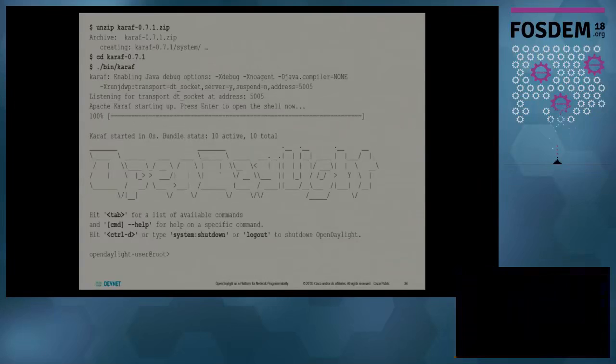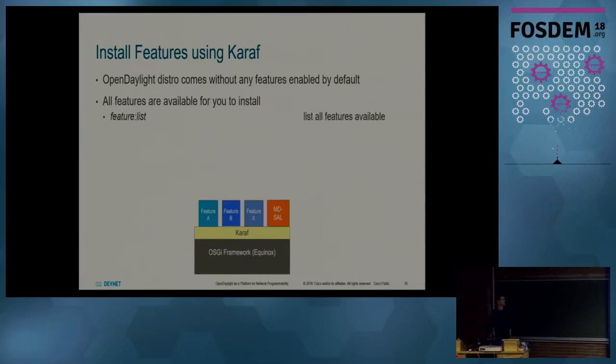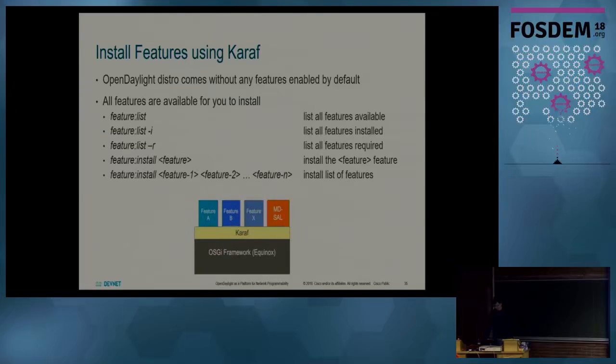Now, when OpenDaylight starts up, it starts up with no features enabled on it. So that's part of why it starts up really fast. Depending on your network, the network elements you want to be able to talk to, and the functionality that you need, you add in the features that are important to you. You can do feature:list to see all the features that are available, list -i to see what's installed, list -r to see what features are required. You can install features this way, one at a time or many, and you can uninstall features.